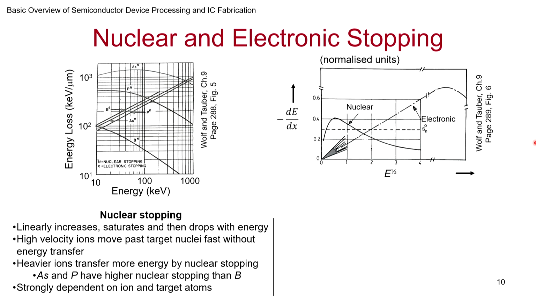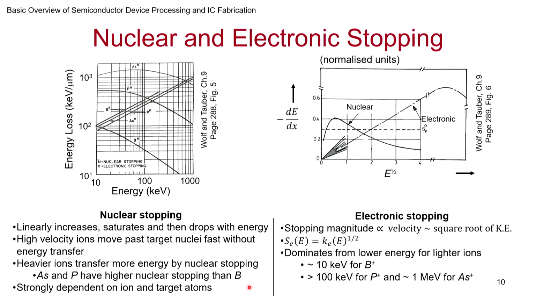So let's look at the details a little bit. Nuclear stopping, as I have already mentioned, linearly increases, saturates, and then drops with energy. High velocity ions move past the target nucleus very fast, before there is energy transfer. Heavier ions, arsenic and phosphorus, have higher nuclear stopping, so it has to be at a much higher energy to see nuclear stopping not playing that much of a role. They are strongly dependent on ion and target atoms. Nuclear stopping will depend on both the ions that are coming in as well as the target.